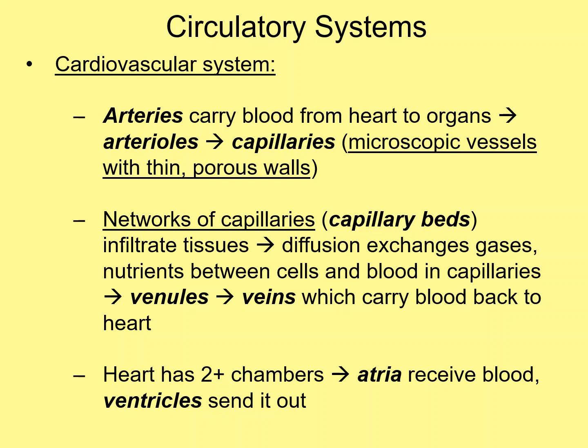Hearts typically have at least 2 chambers. Very simple hearts have an atrium and a ventricle. We have 4 chambers in our heart: 2 atria and 2 ventricles. There are other animals that have a 3-chambered heart as well, but we have 4. The atria receive blood from the veins, and the ventricles then send it out elsewhere.